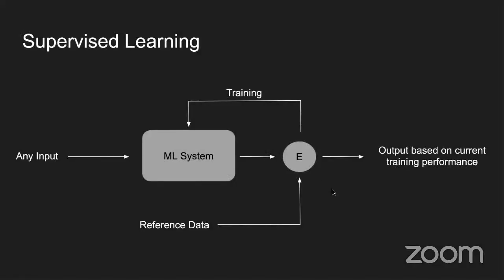Okay, so we basically take input and we have reference data, and then we have the specific output along with the reference data. What does this actually mean? You pass an input into an ML system, and this ML system is a machine learning model. It could be any type of machine learning model. And we have reference data that goes along with the machine learning model.